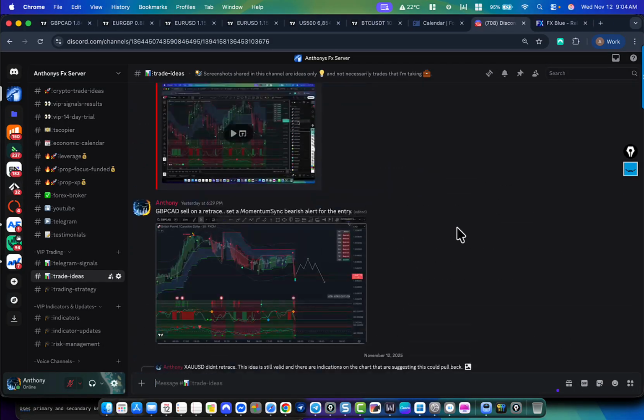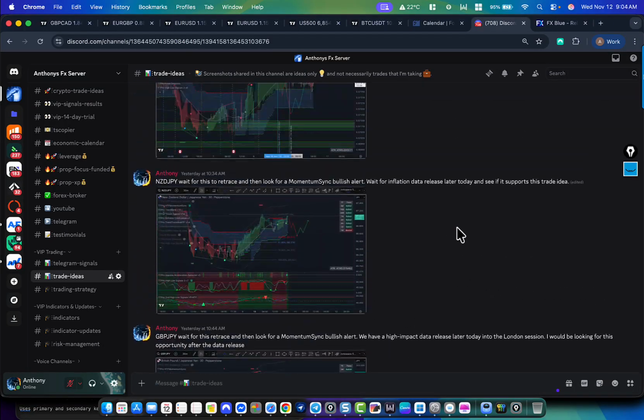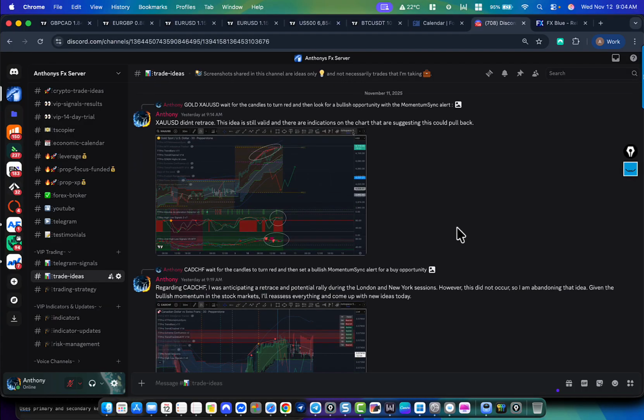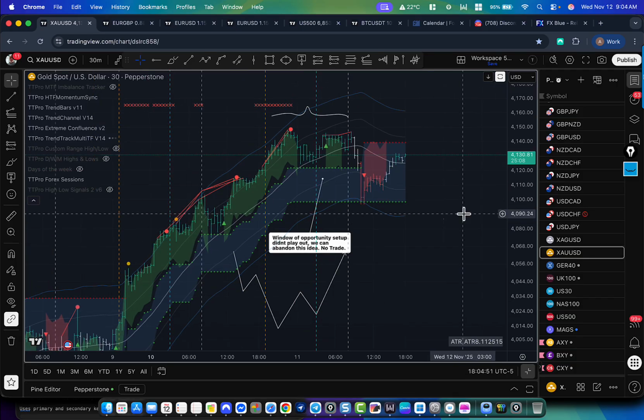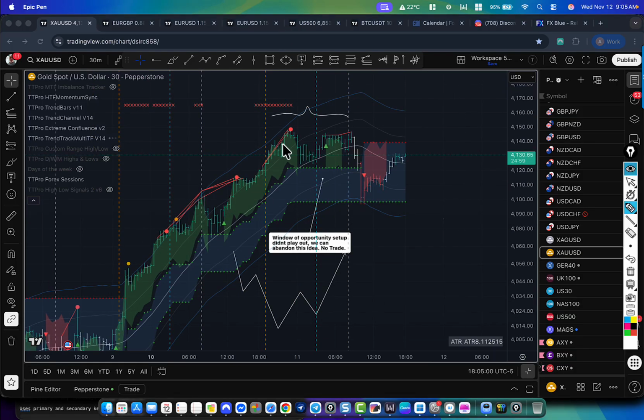Okay, traders, going to run through yesterday's trades from the 11th. Gold. Yeah, this one didn't play out. So the window of opportunity is from when I post the idea through London and then New York. Now we were looking for a pullback and continuation. It didn't happen through here. So I'm inclined to let this one go.